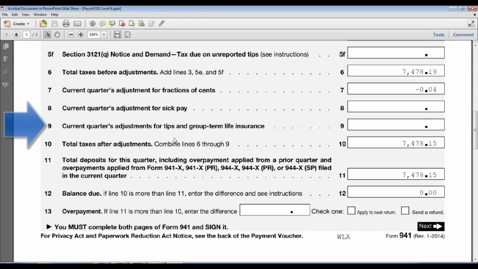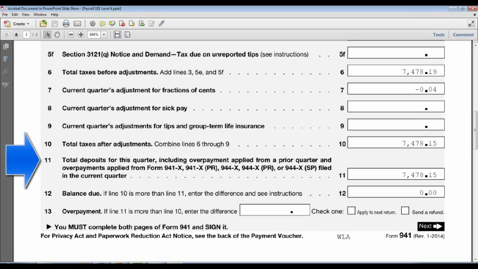Line 9 is the current quarter's adjustment for tips and group term life insurance. So this is for adjustments for tips and group term life insurance and any uncollected employee share of Social Security and Medicare taxes on tips. Line 10, total taxes after adjustments. This combines lines 6 through 9. For our fictional entity, we have $7,478.19 plus a negative 4 cents, which then equals $7,478.15.